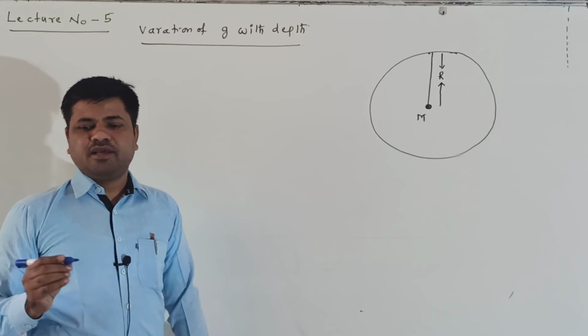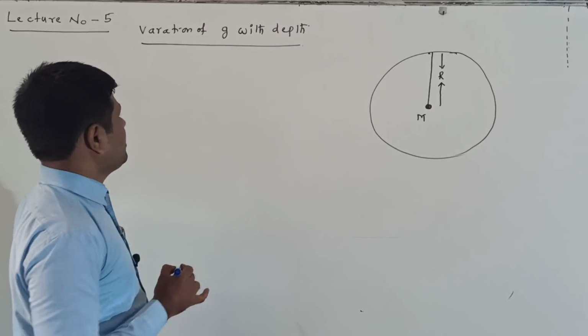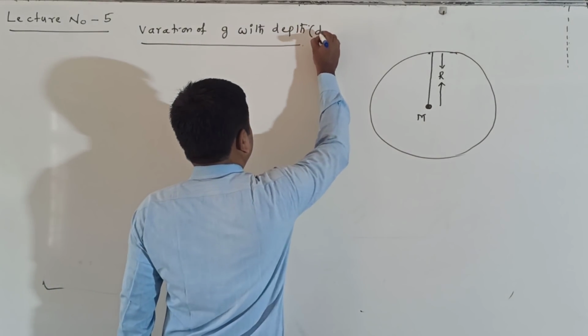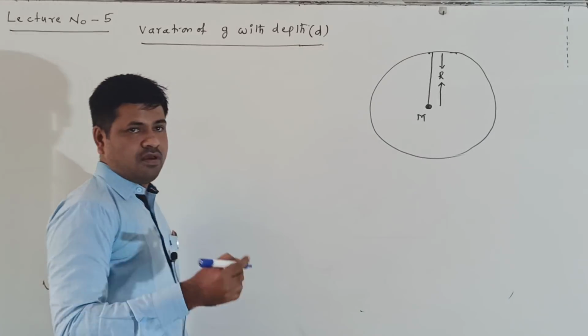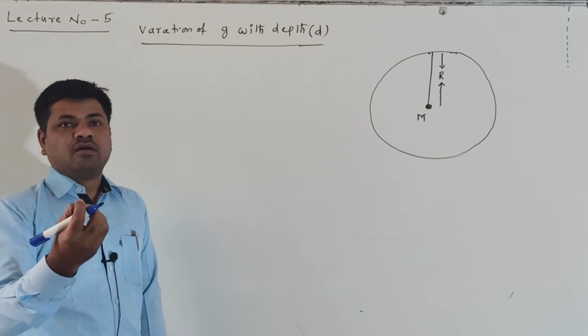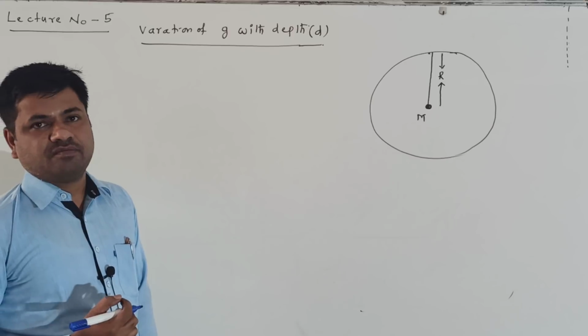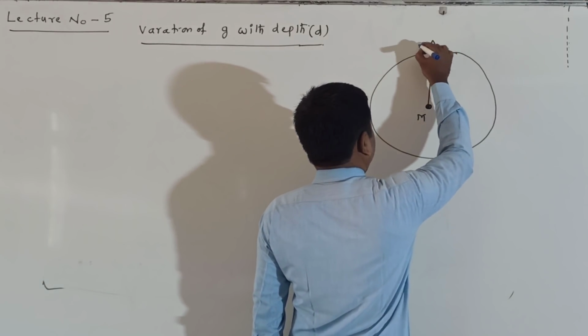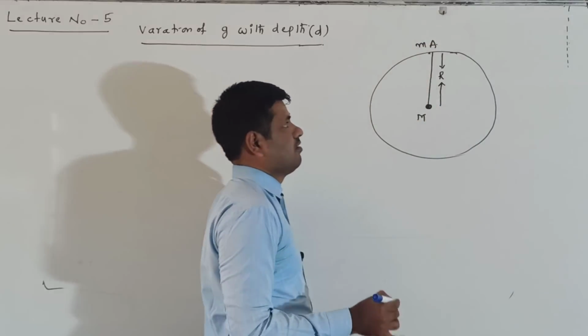This is called the radius of the earth. Now, variation of g with depth. Depth I am considering as d, which means the body is being brought below the surface of the earth. Now the body is on the surface of the earth, and the body has mass m.